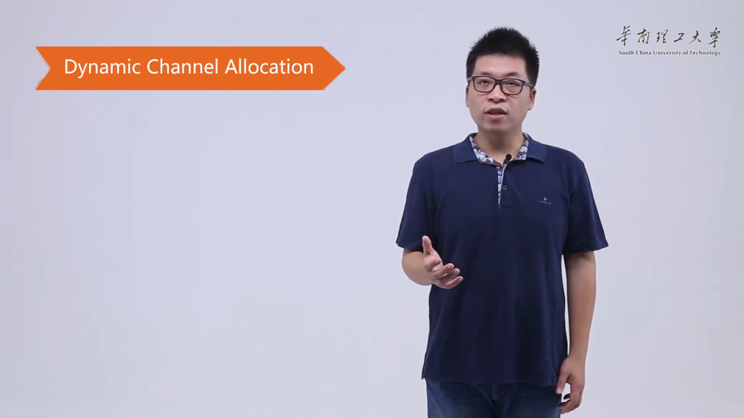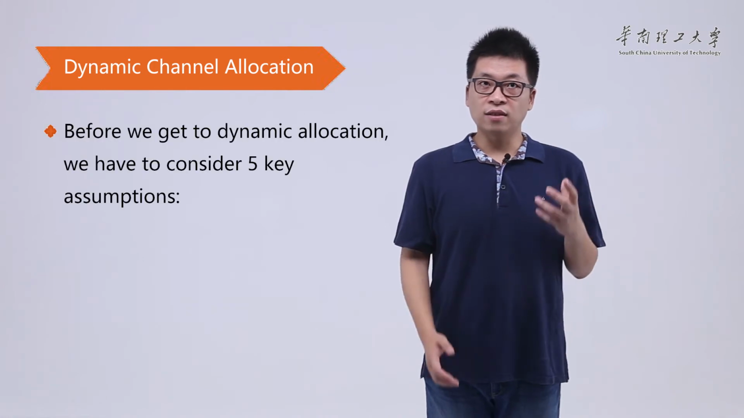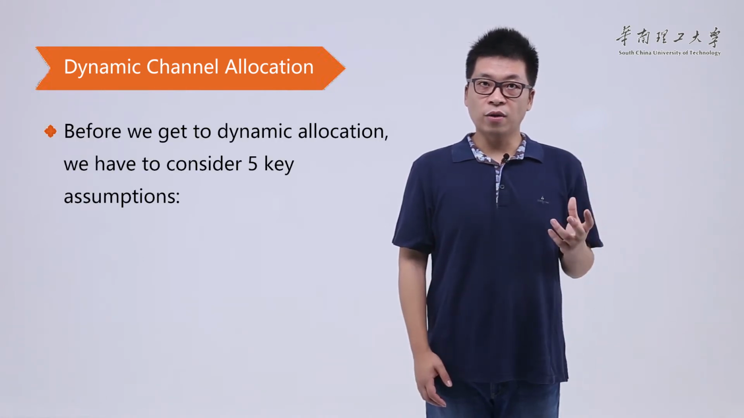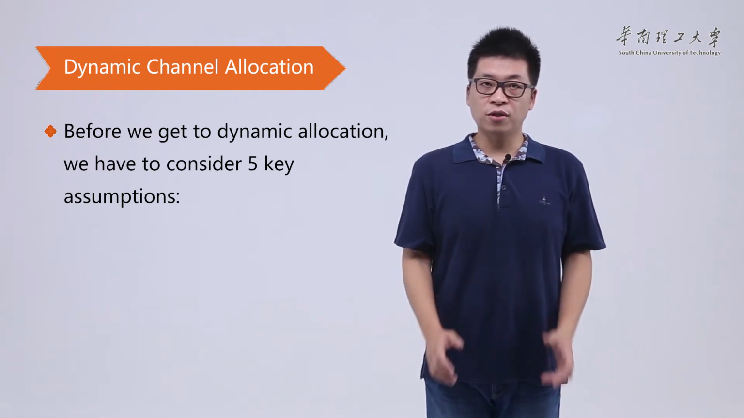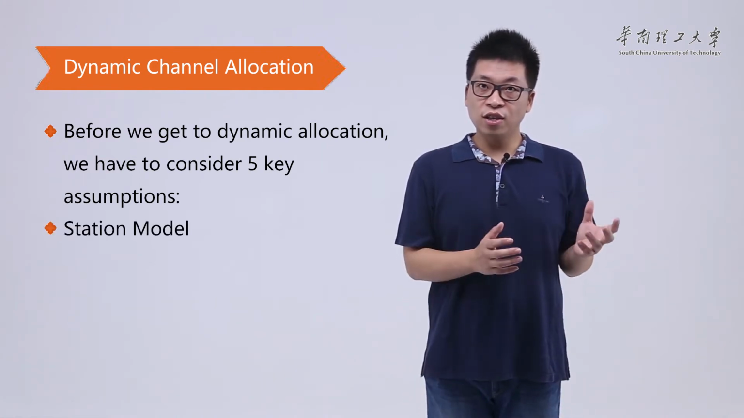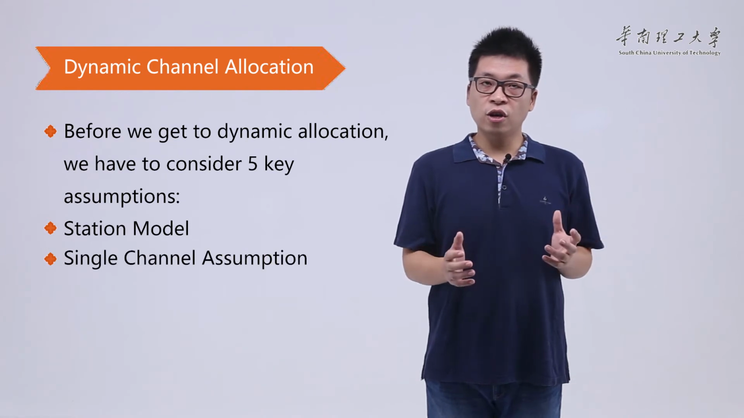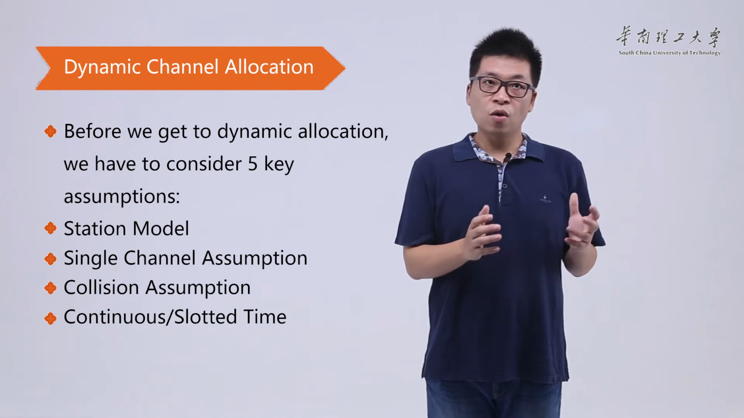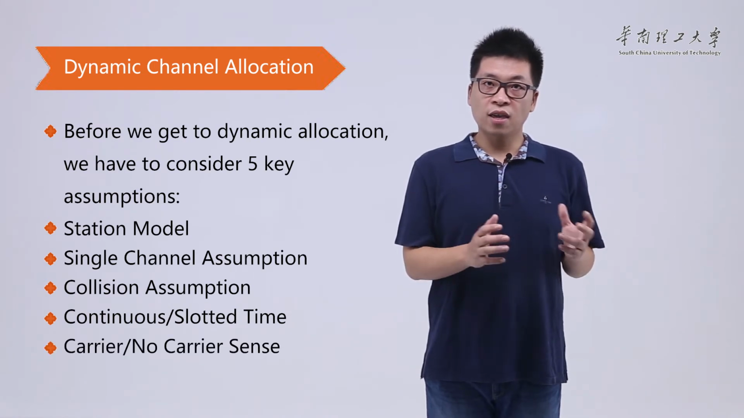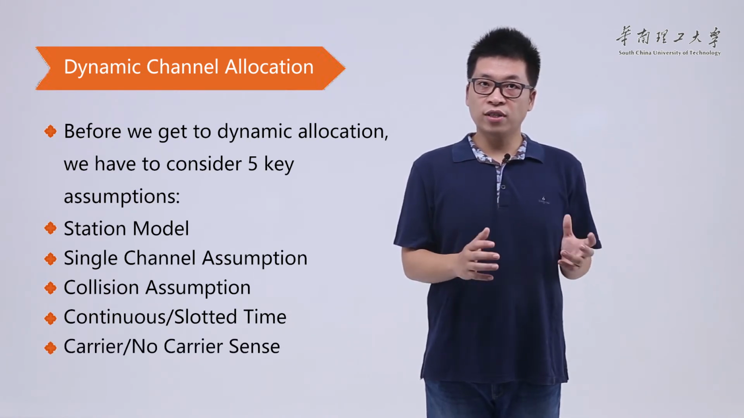Dynamic channel allocation can provide better efficiency. Before we get to dynamic allocation, we have to consider 5 key assumptions. They are the station model, single channel assumption, collision assumption, continuous or slotted time assumption, and carrier sense or no carrier sense assumption.